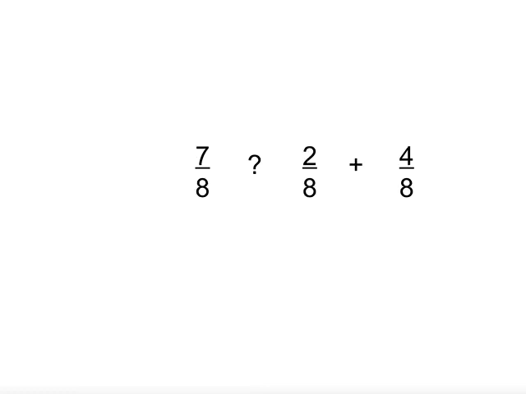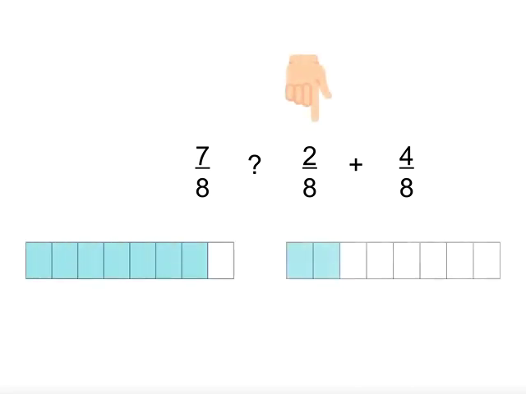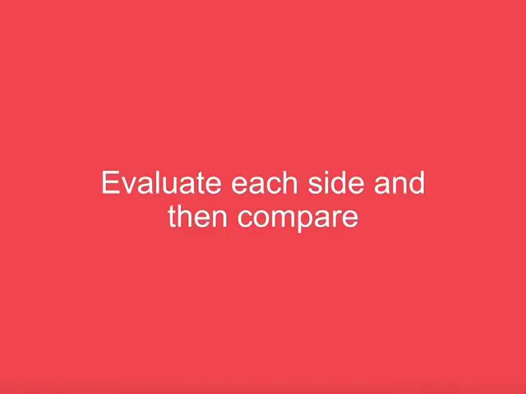Let's try another one. 7/8 looks like this. And on this side, we have 2/8, and if we add 4 more 8s, we get 6/8 altogether. So 7/8 is greater than 6/8. When comparing fraction statements, we evaluate both sides and then compare them.